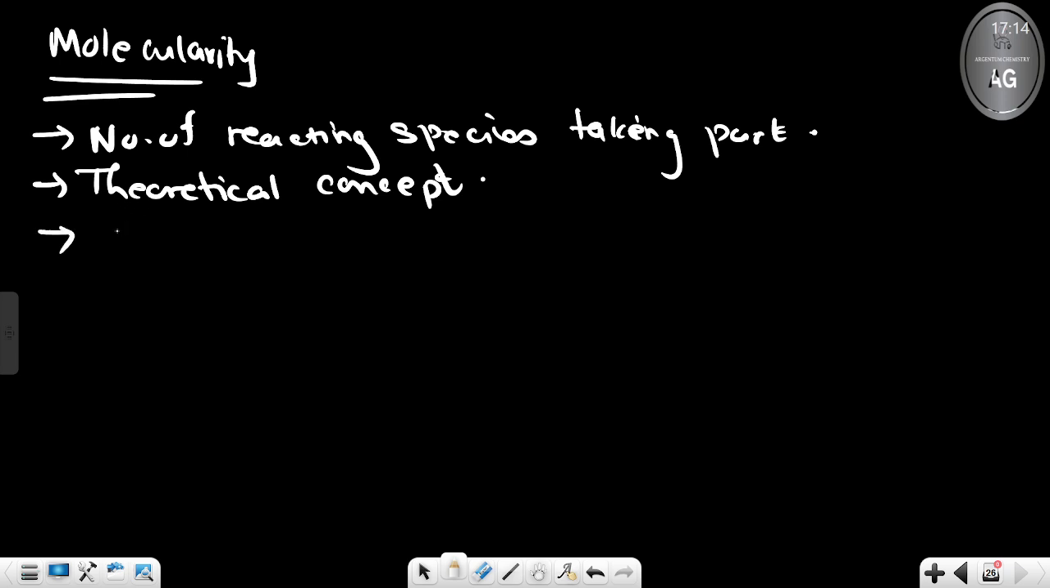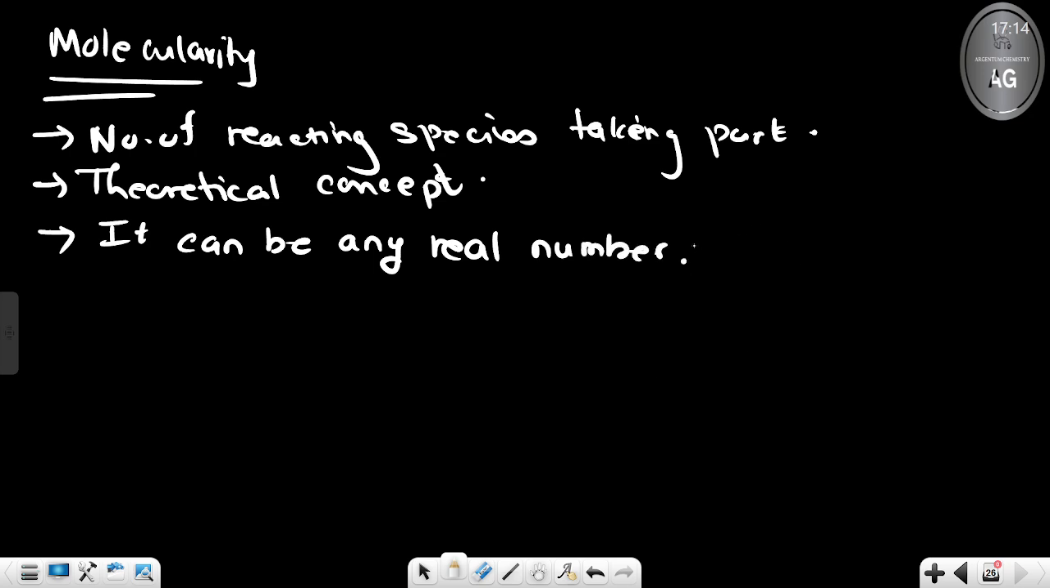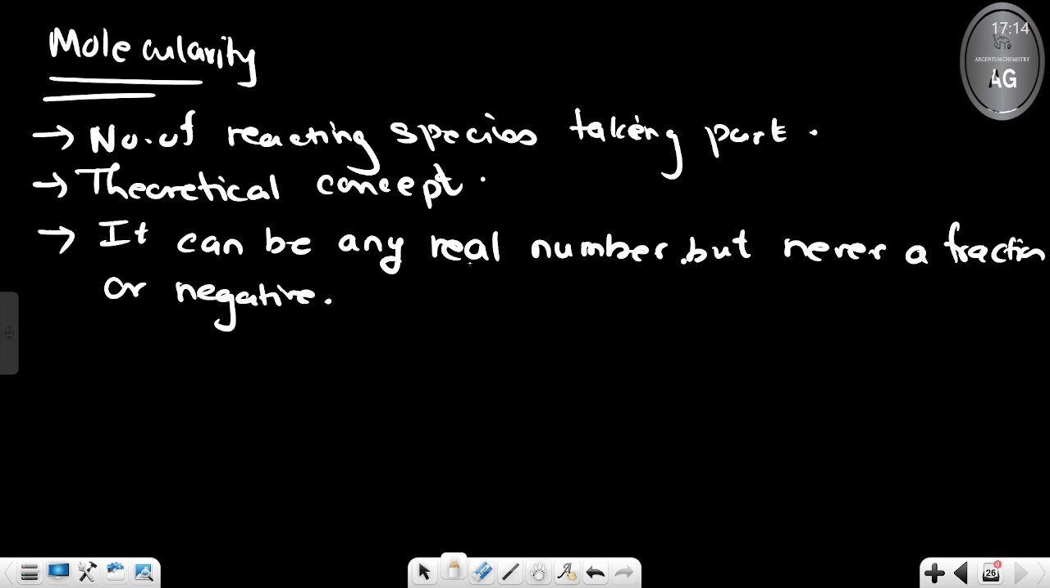Next, it can be any whole number, any real number. It can be any real number, but never a fraction or negative. Okay, actually real number does not include negative, but I said it. Molecularity can be any real number, but never a fraction nor negative, and 0 is not a real number at all, so we will not say that. Clear? So molecularity can never be 0, can never be a fraction, can never be negative.